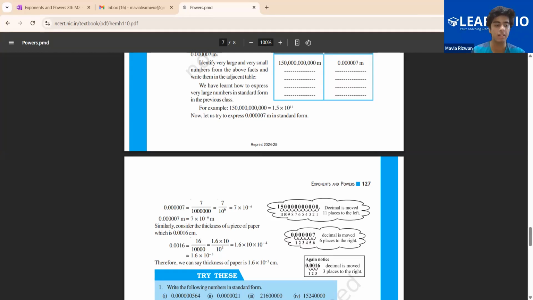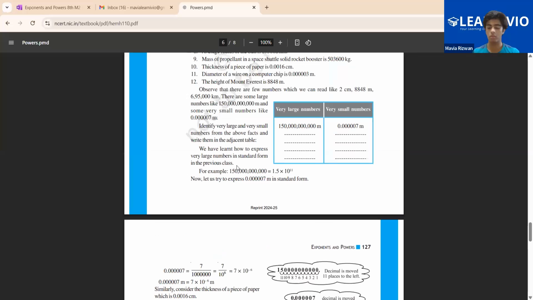Now, in the last class, that is yesterday, we discussed how we actually write big and small numbers in the standard form, right? We discussed how we can write big and small numbers in the standard form using exponents and powers. So just a quick revision for that first.